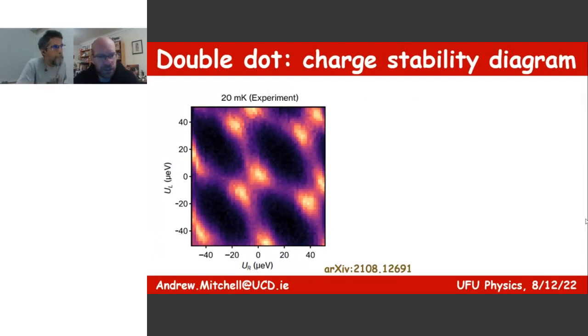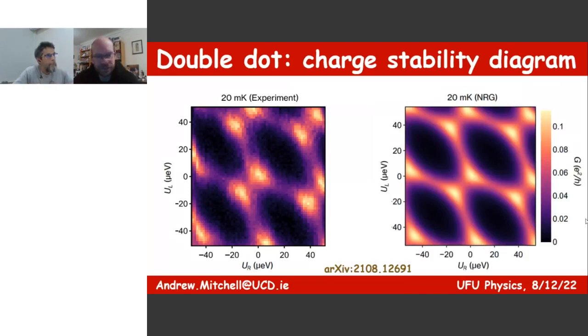So what they do in the experiment is to plot the conductance through the device, the series conductance, as a function of the gate voltages that can be applied to the left dot or the right dot. UL here on the vertical axis is the potential applied to the left dot. UR on the horizontal axis is the potential applied to the right dot. And for different combinations, you obtain different conductances, and you obtain, at the experimental base temperature of 20 millikelvin, this hexagonal structure of the charge stability diagram. You can see that there are regions of low conductance, regions of enhanced conductance, and then there are these bright spots which are special.